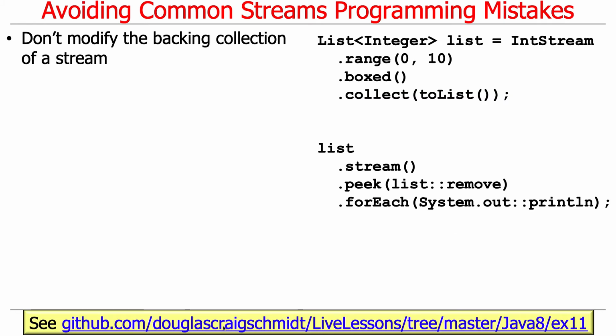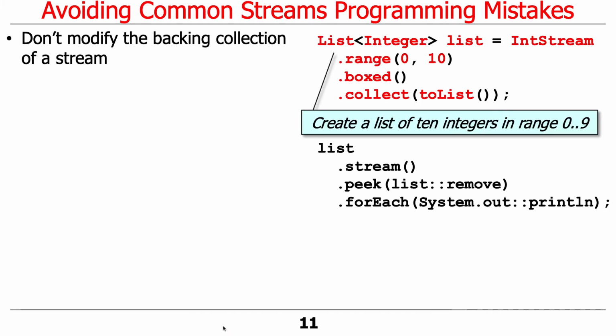A more subtle mistake is don't modify the backing collection of a stream. In other words, the thing that the stream is streaming over, the source of the input. And this example doesn't quite fit in with the sequential search streams program. So I have a separate example here in my Java 8 folder called EX11. In this case, we're going to make ourselves a list of integers in the range from 1 to 9. So we say IntStream, so we make integers from 1 to 9, non-inclusive. We box them up, we take the primitive ints and box them up into Integers, and then we collect them into a list of integers.